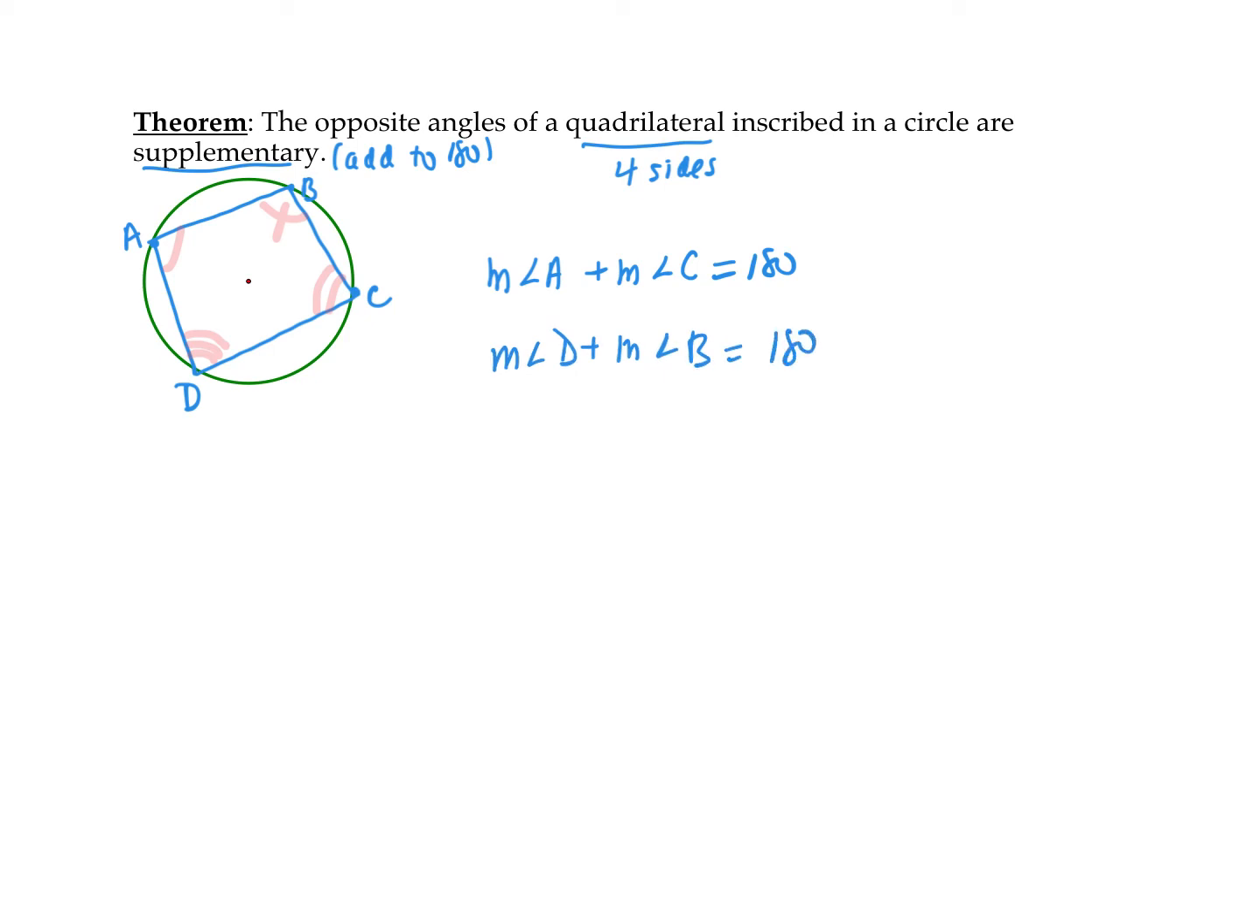Again, opposite angles of a quadrilateral are supplementary, not congruent, so just be careful with that. So they're going to add to 180. All right, next let's check out how we can use all of these theorems to set up and solve equations.